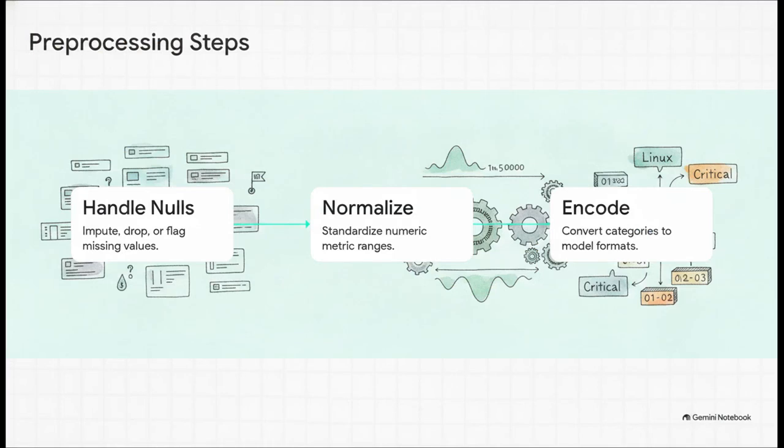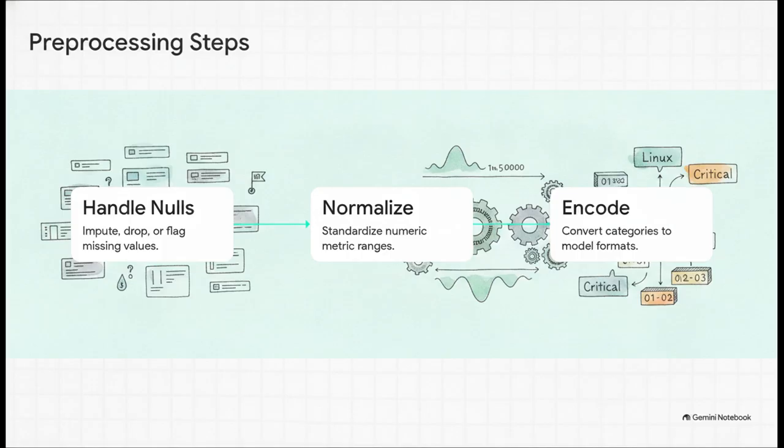Well, first, you handle missing values. You have to decide whether you're going to drop a log entry with missing data entirely or just flag it. Second, you normalize your numeric ranges. Think about it. If your CPU usage is a percentage from 0 to 100, but your network latency is measured in tens of thousands of milliseconds, you have to standardize those metrics so the latency doesn't mathematically dominate the model.